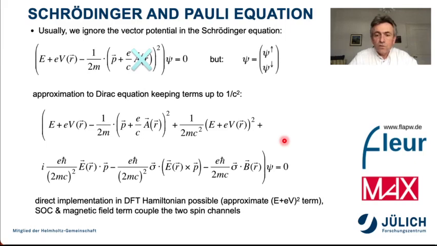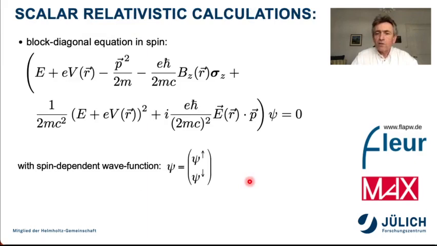And if you neglect the spin orbit coupling, and if you say the magnetic field is just pointing in z direction, then you arrive at a very simple Hamiltonian, where the spin up and spin down parts of the wave function are actually decoupled here. And this is this scalar relativistic Hamiltonian that is included in our calculations in the muffin tins around the atoms.